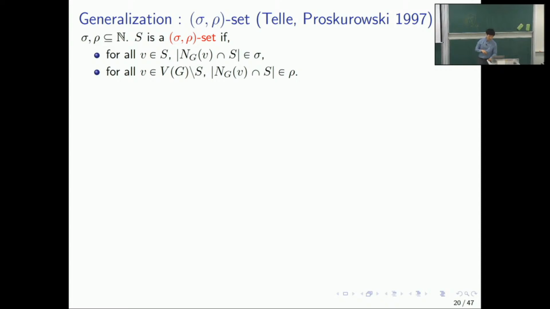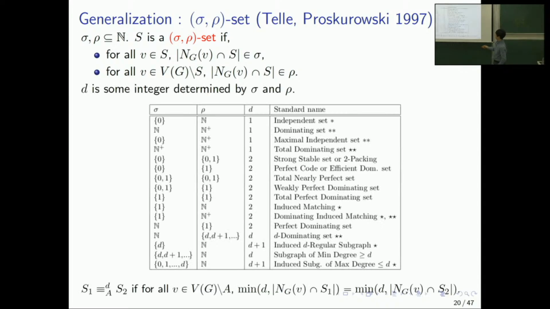But actually, they can generalize to the sigma-rho set problem, where S is a sigma-rho set if for every vertex in S, the number of neighbors in S is in sigma, and for every vertex outside of S, the number of neighbors in S is in rho. Sigma and rho are subsets of the set of non-negative integers. They can be infinite or finite, no matter. The example is independent set: you can express it with sigma equal to {0}, because inside the set you don't have an edge between vertices, so you force 0 neighbors in the set. But rho is taken to be the non-negative integers, because we don't care about the edges between the inside and outside.